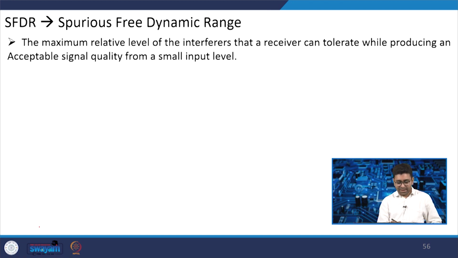In the SFDR, it is the maximum relative level of the interference that a receiver can tolerate while producing an acceptable signal quality from a small input level. So, maximum relative level of interferers, so more than one component that a receiver can tolerate. The maximum value while producing an acceptable signal quality, that means sensitivity of receiver, from a small input level. So we can derive the same.